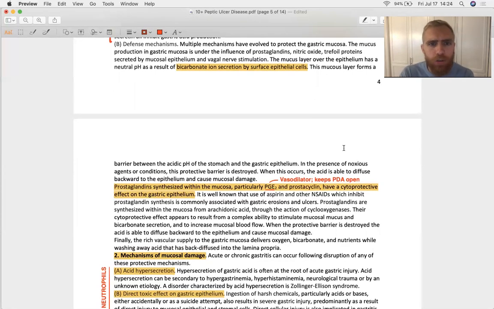Bicarbonate ions are also very important. Again, we talk about neutralizing stomach acids. Well, bicarbonate is the ion that does it because bicarbonate is a base. So at a low pH, it'll sponge up protons.